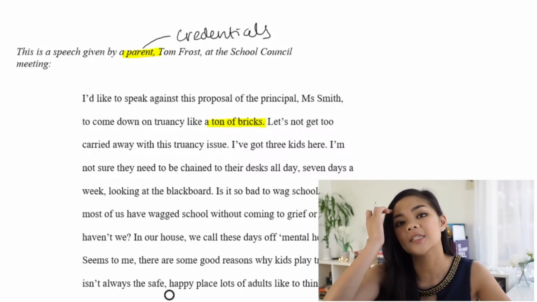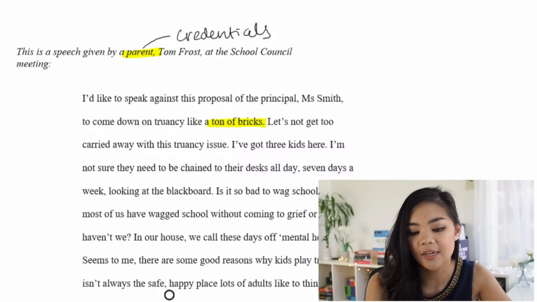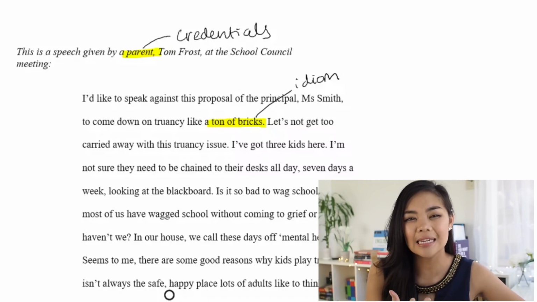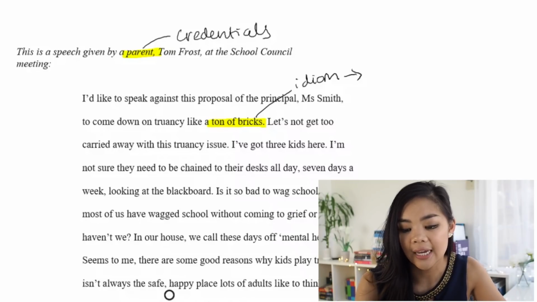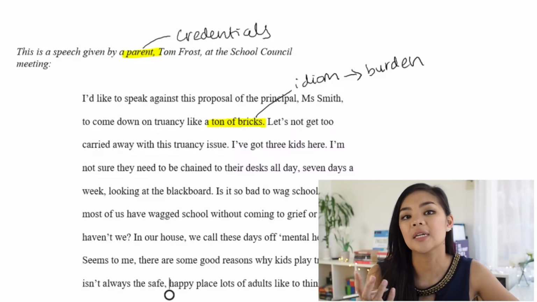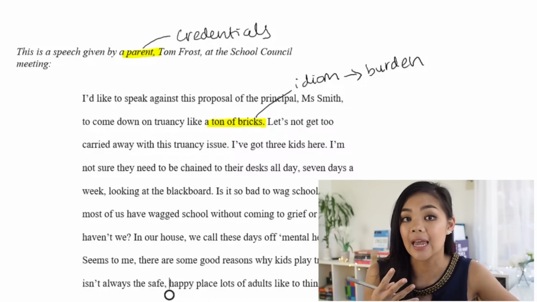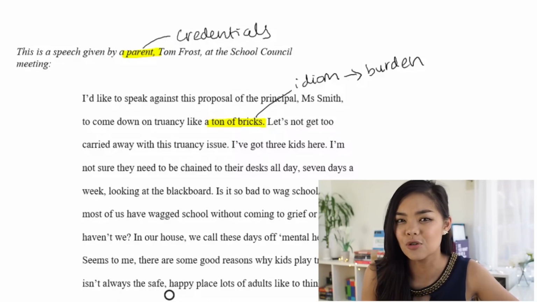Now, if we think about a ton of bricks, to me, a ton of bricks is an idiom. An idiom is like a saying. So it's related to the idea that something is a burden. And so he's making truancy seem like a burden, so something that's not a good thing.